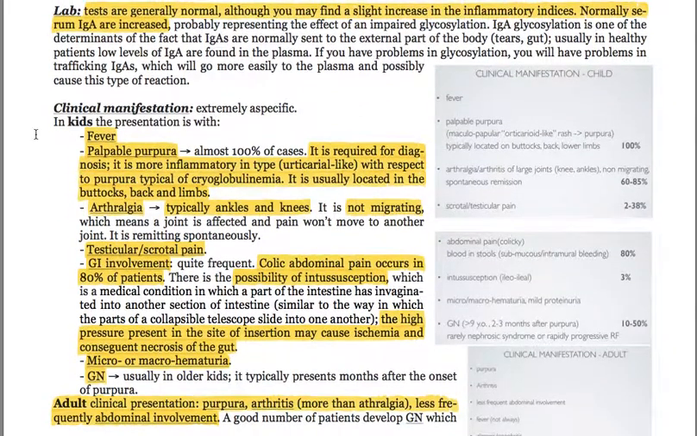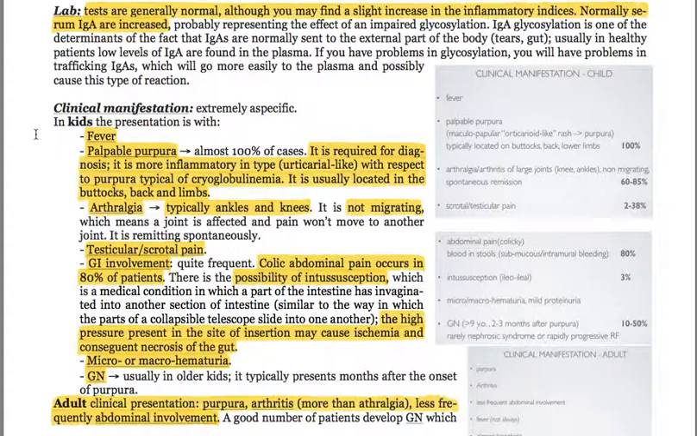Lab tests are generally normal, although you may find a slight increase in the inflammatory indices. Normally, serum IgAs are increased, probably representing the effect of an impaired glycosylation. IgA glycosylation is one of the determinants of the fact that IgAs are normally sent to the external part of the body, so tears and gut. Usually in healthy patients, low levels of IgA are found in the plasma. If you have problems in the glycosylation, you will have problems in trafficking IgAs, which will go more easily deep to the plasma and possibly cause this type of reaction.